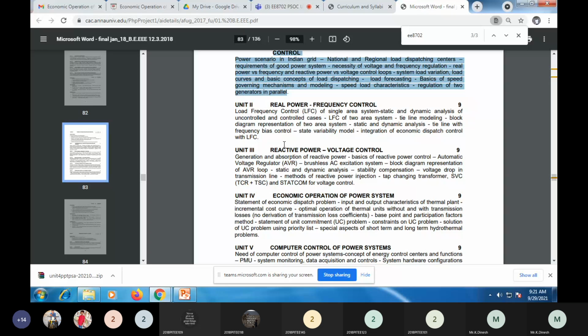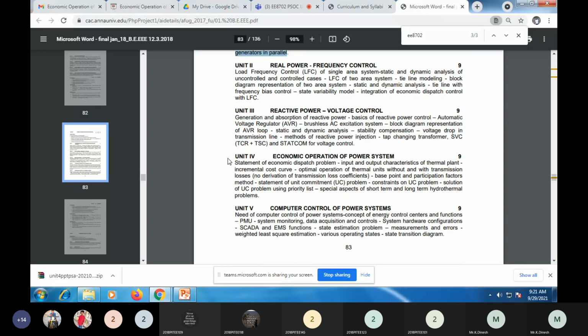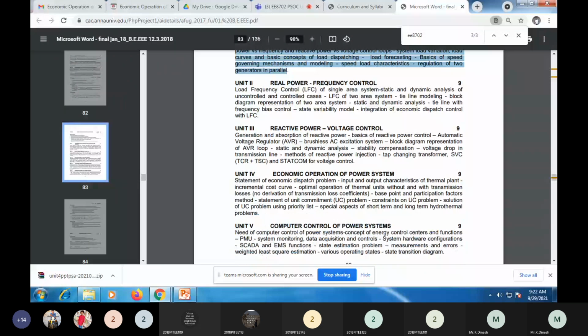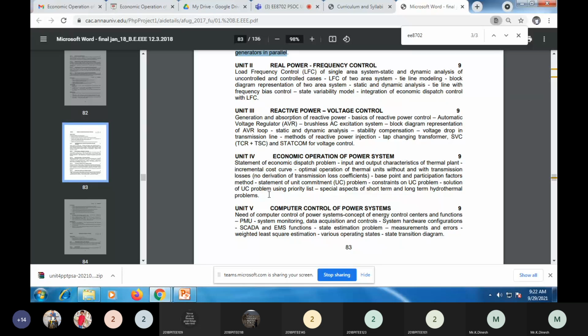Now, unit number 4 and 5 belong to the application of the above mentioned units. So, economic operation. Economic operation is highly needed for each and every power system operation. You know about your fundamentals, you know about your control system, everything, but we should be aware how to operate the power system in the economic mode. That is most important. So the economic operation is one of the applications of power system.